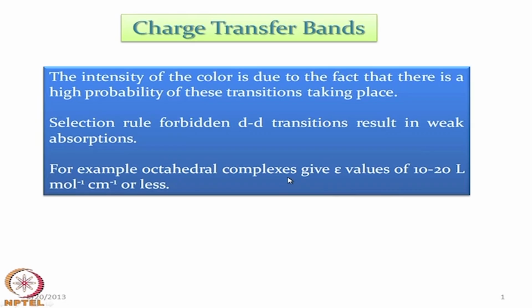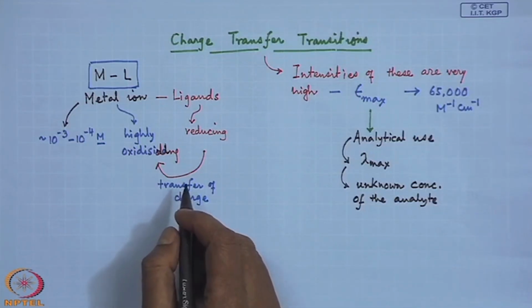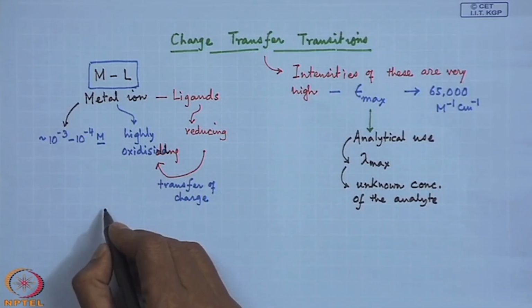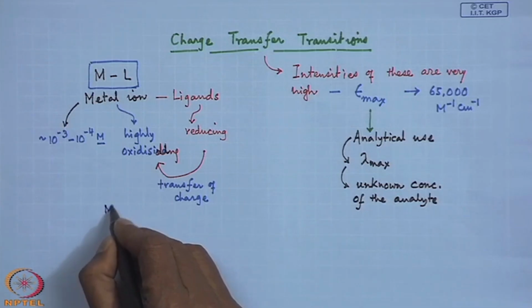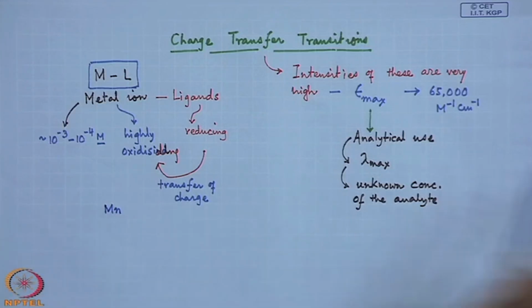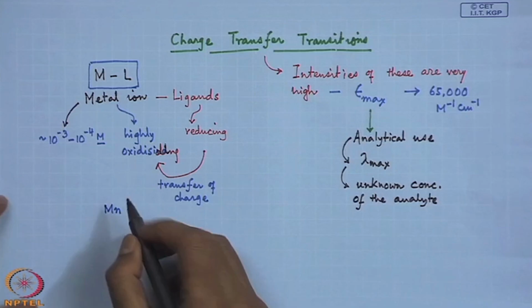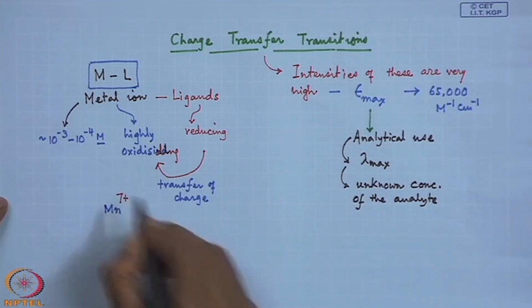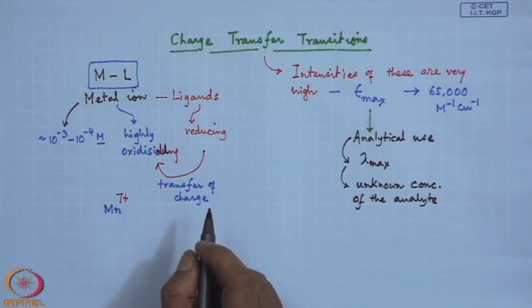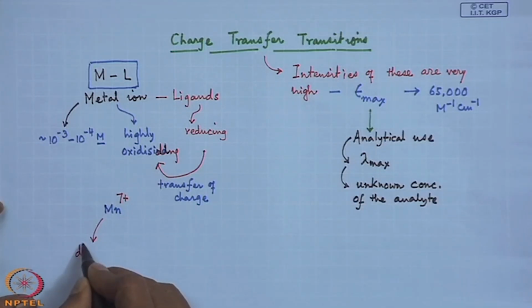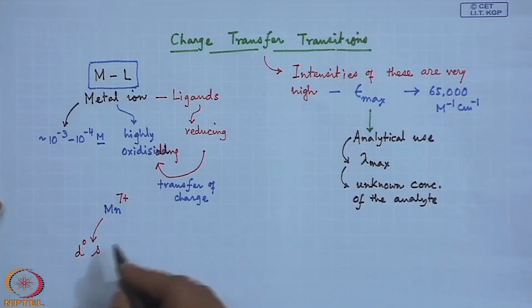So, in the first category, the ligands are responsible for transferring the charge to the metal ion, and the metal is therefore in a highly oxidizing condition. If we consider a manganese center, and it is highly oxidizing, that means the highest possible oxidation state for manganese, where there is no d electron present, which is a d0 system.